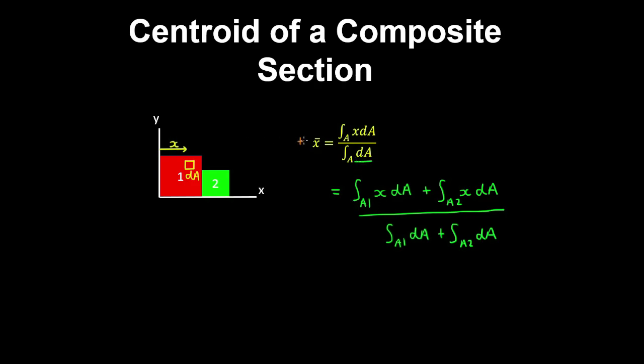Now, using the definition of the centroid, we can write the integral of x over the area as the centroid of that area by the integral over that area. So effectively we can rewrite these integrals in the numerator as the centroid of area 1 by the integral over area 1.